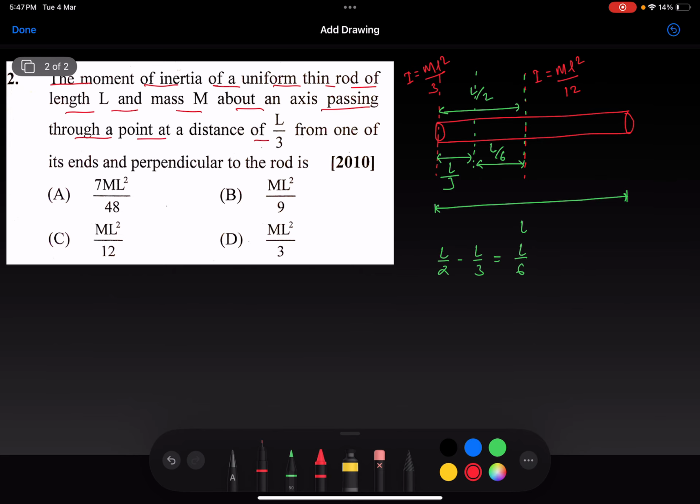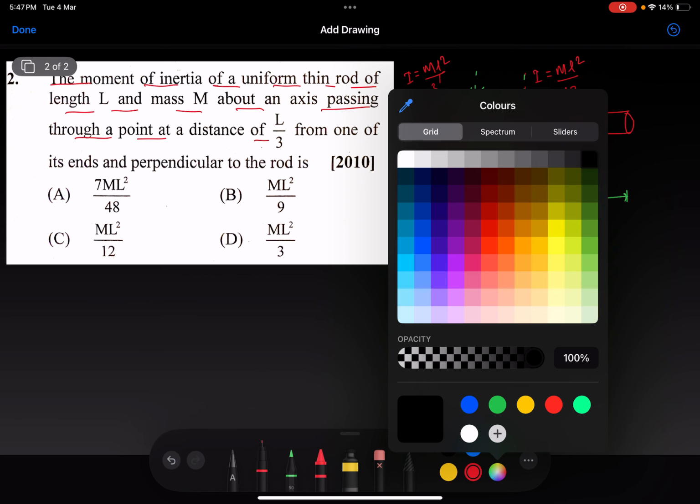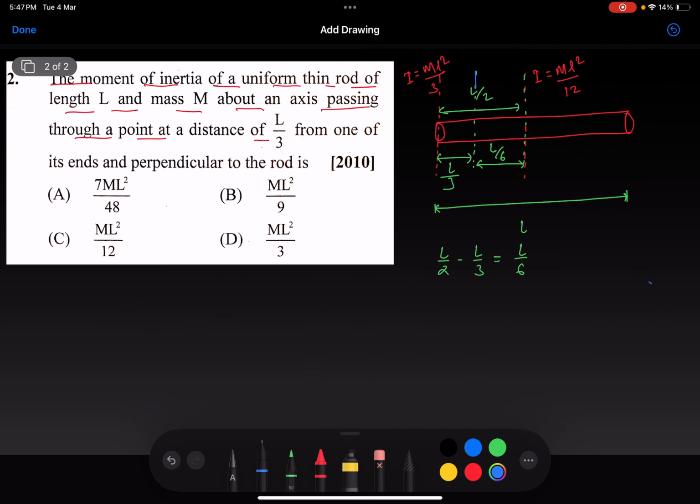Now on these two particular axes, they are parallel to each other and one axis is passing through the center of mass. So we can use the parallel axis theorem. What is the parallel axis theorem? We can use the parallel axis theorem here.